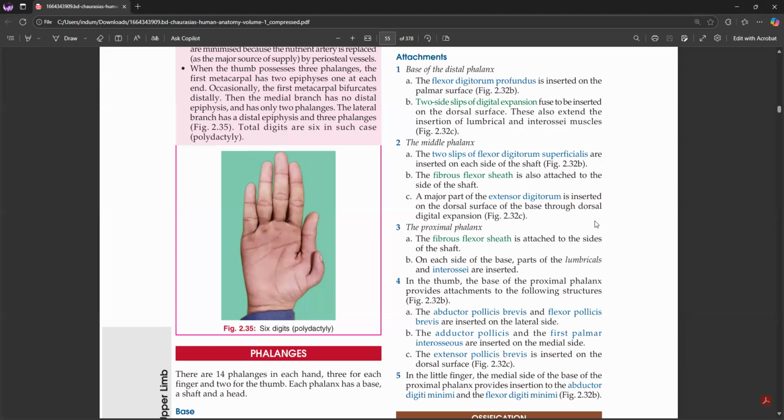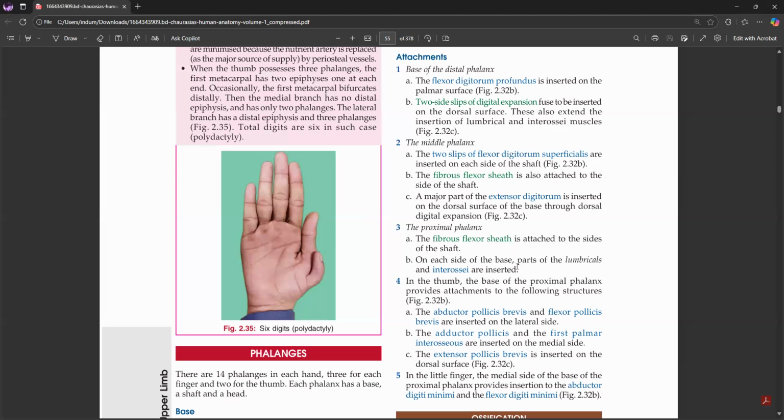Number 2. The middle phalanx. The two slips of flexor digitorum superficialis are inserted on each side of the shaft, figure 2.32b. The fibrous flexor sheath is also attached to the side of the shaft. A major part of the extensor digitorum is inserted on the dorsal surface of the base through dorsal digital expansion, figure 2.32c.